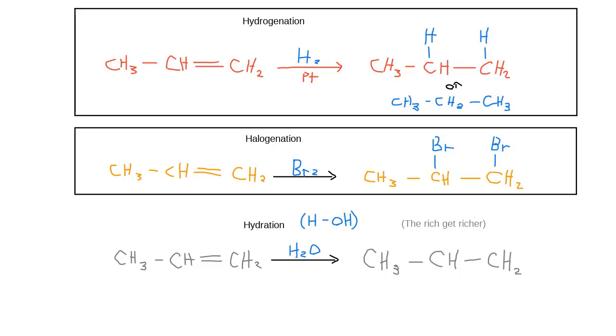Well, the rich get richer, what that means is that the carbon that is richer in hydrogen will get the hydrogen. And the carbon that is poorer in hydrogen will get the OH. And so I look at these two double bonded carbons here. Which one is richer in hydrogen? Which one has more hydrogen? The CH2. This is the one that gets the hydrogen. The OH is going to go on the poorer one.